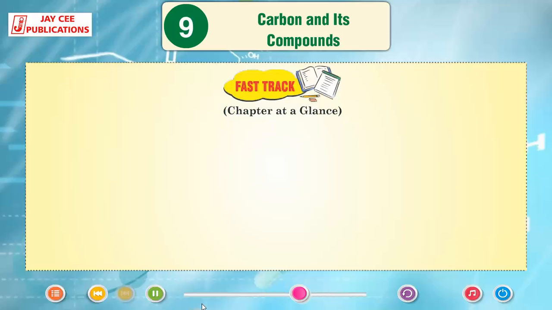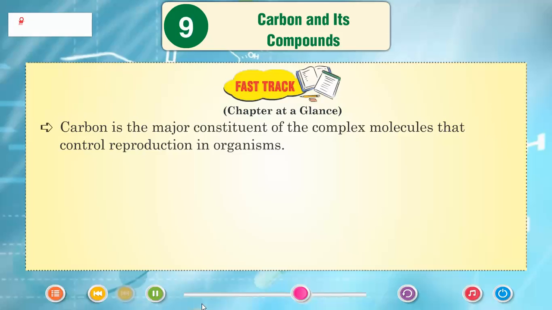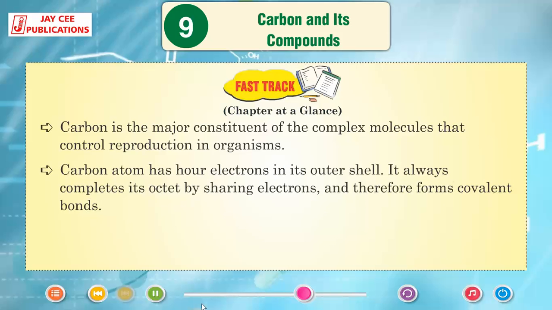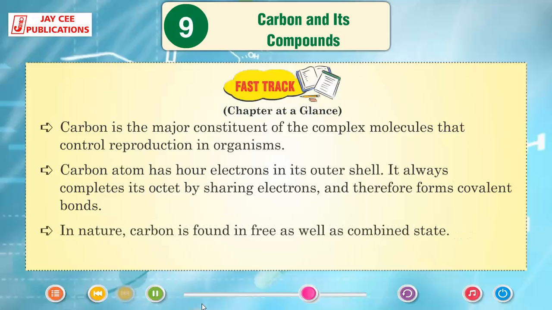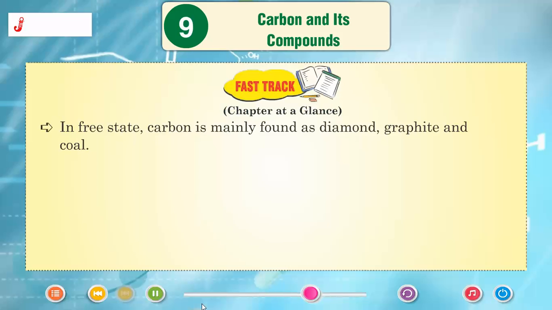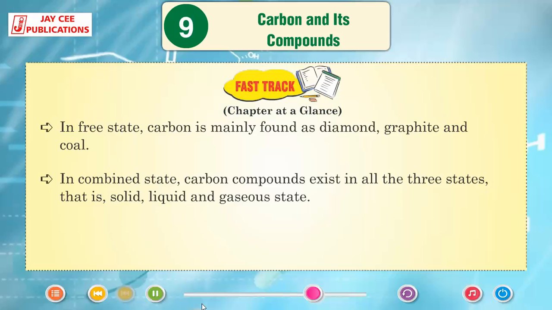Fast track: chapter at a glance. Carbon is the major constituent of the complex molecules that control reproduction in organisms. Carbon atom has four electrons in its outer shell. It always completes its octet by sharing electrons and therefore forms covalent bonds. In nature, carbon is found in free as well as combined state. In free state, carbon is mainly found as diamond, graphite and coal. In combined state, carbon compounds exist in all the three states, that is solid, liquid and gaseous state.